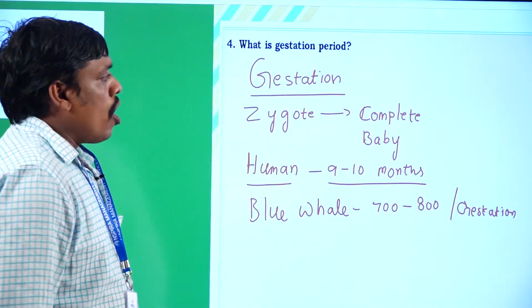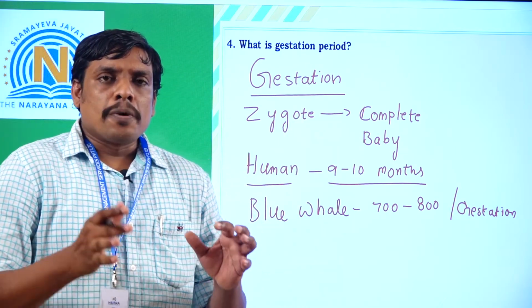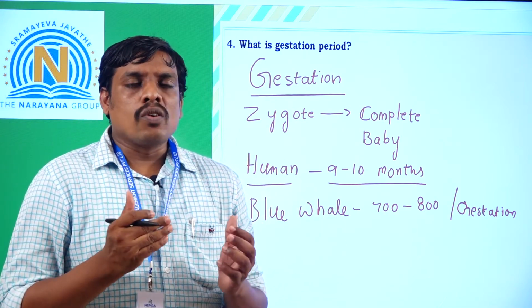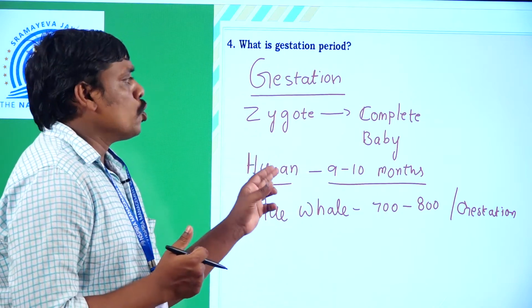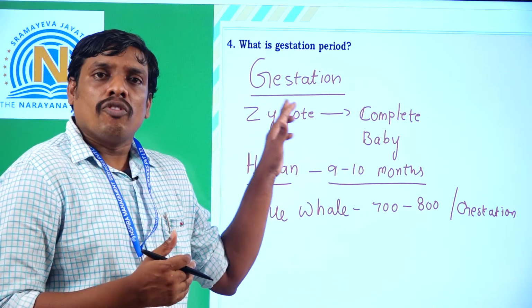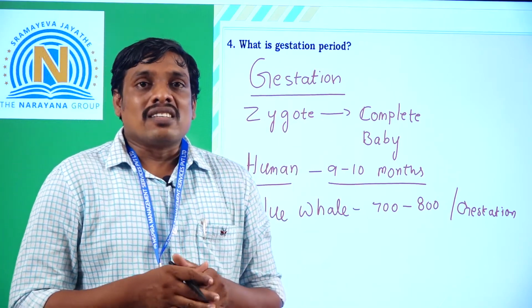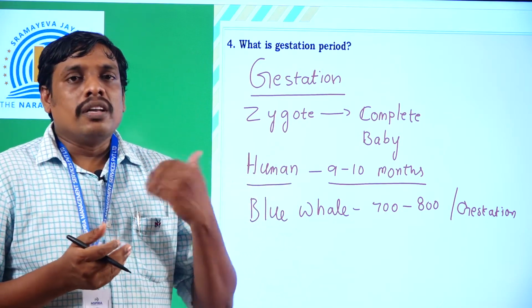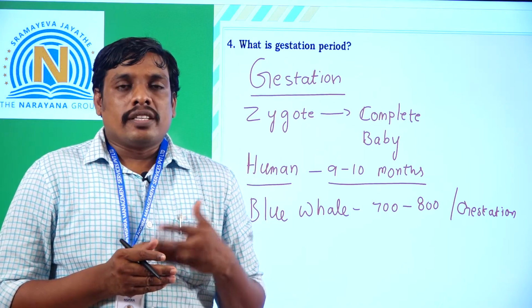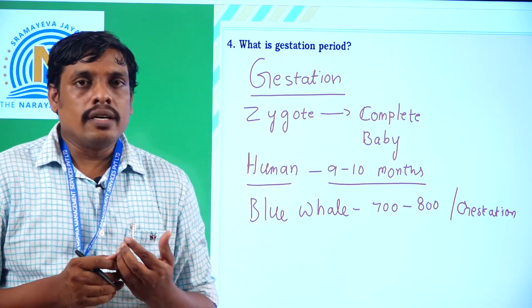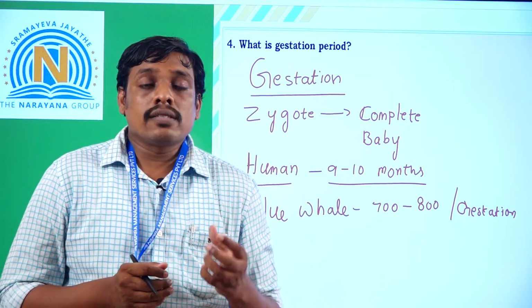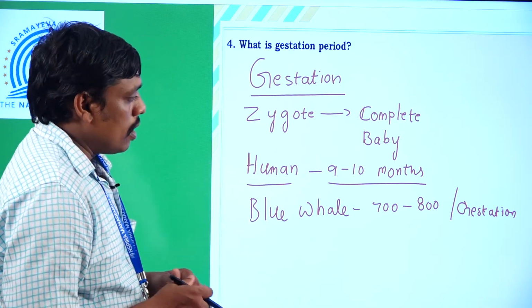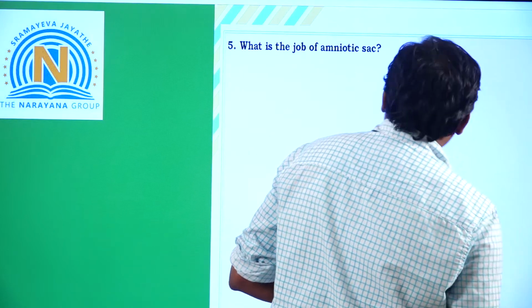Clear, students? So how can you define a gestation period? The time taken for the proper development of a zygote into a complete baby in the mother's womb is called the gestation period. It varies based upon the living organism. A blue whale has the highest gestation period, while a hummingbird has a lesser gestation period. Clear? So let us go for the next question.